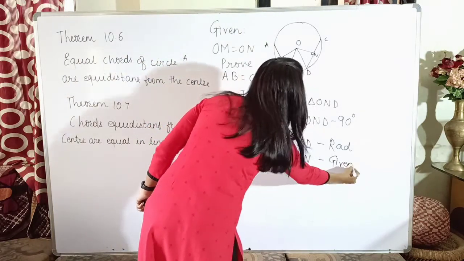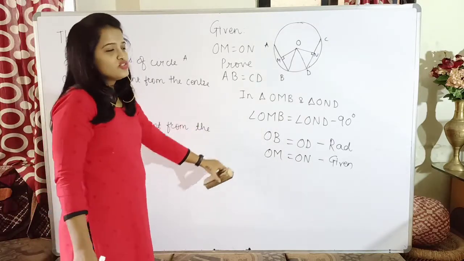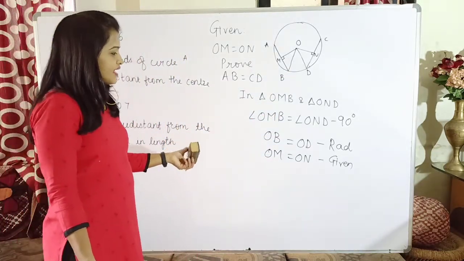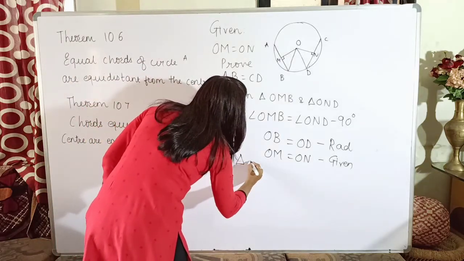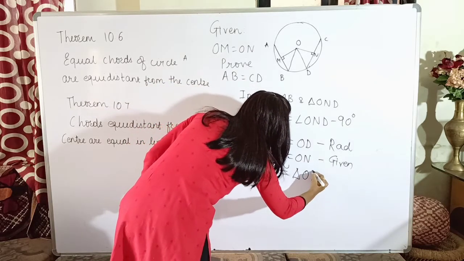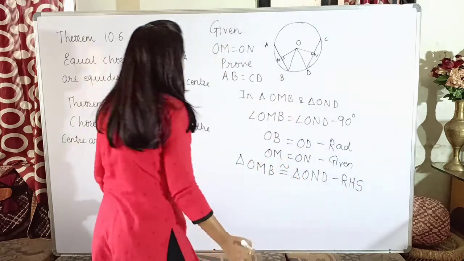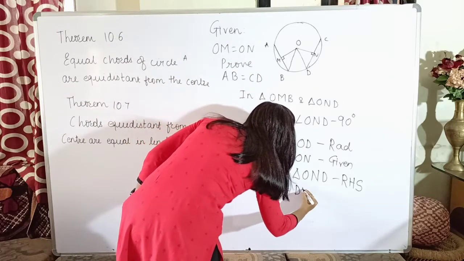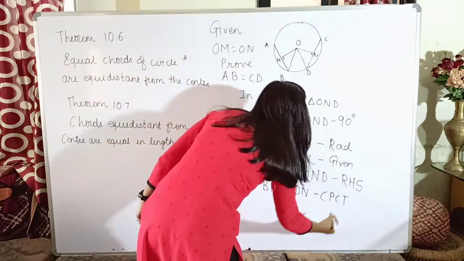So now as you can see, one angle is 90 degrees, the hypotenuse is equal, whereas one side is also equal. In our previous case, BM and DN were equal, so that was the common side. And here OM and ON are equal, which are the perpendiculars. So again the two triangles are congruent by RHS congruency. Therefore, by CPCT, I can say BM equal to DN. Why? Because that is the part of the same congruent triangles.